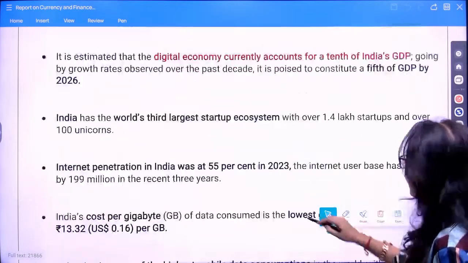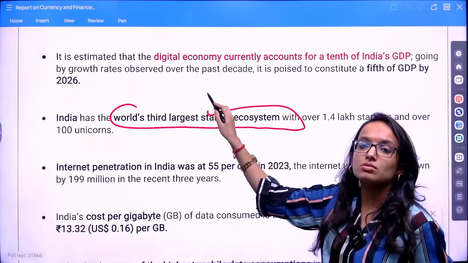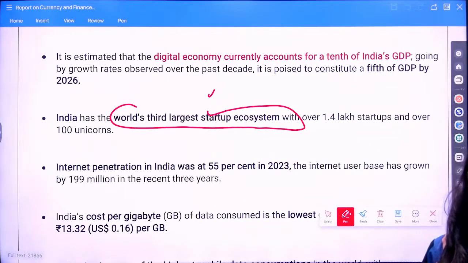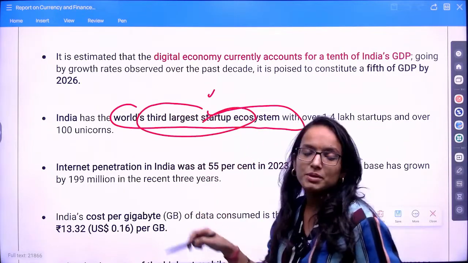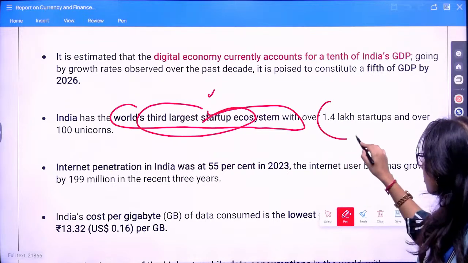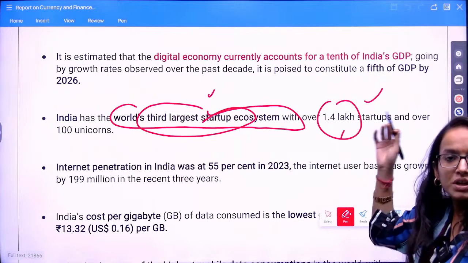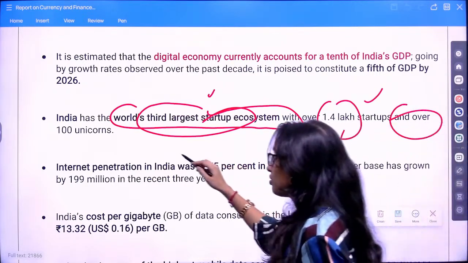Next thing which we have is that India has the world's third largest startup ecosystem. Remember this, third largest startup ecosystem. India has this, right? With more than 1.4 lakh startups, and we have more than 100 unicorns.